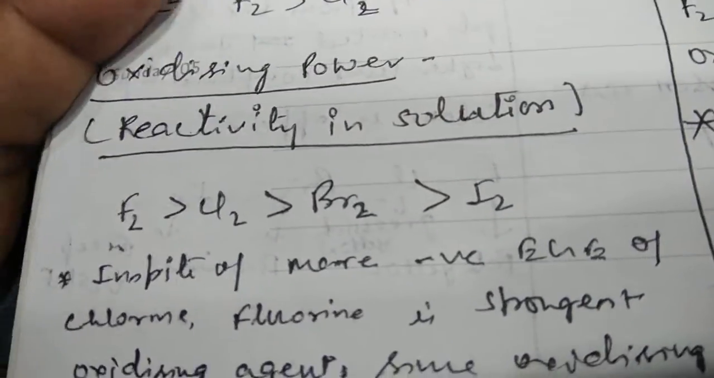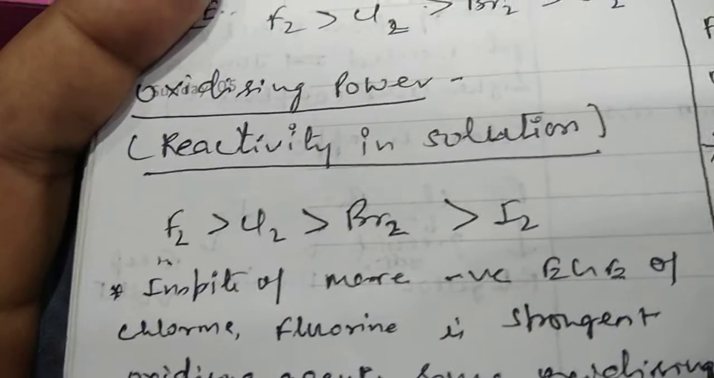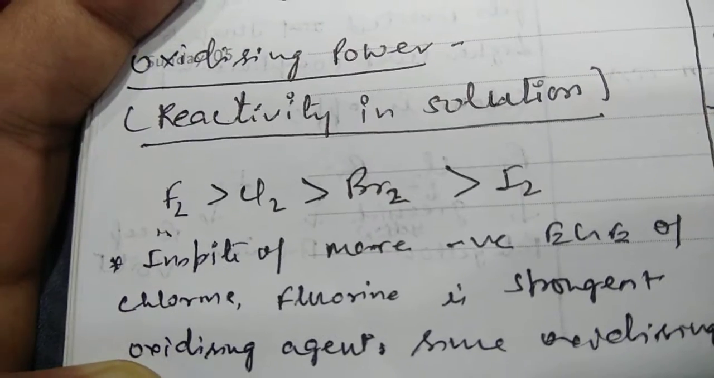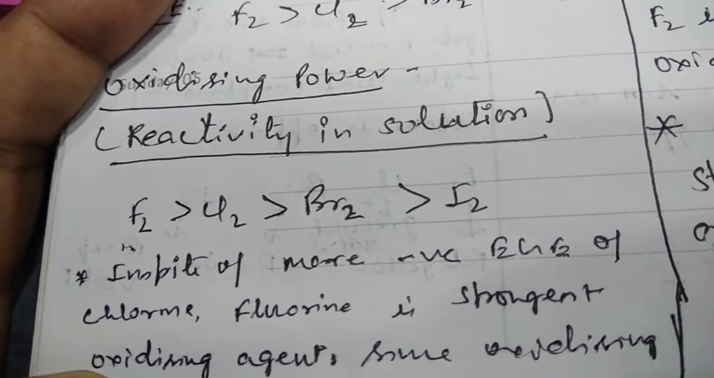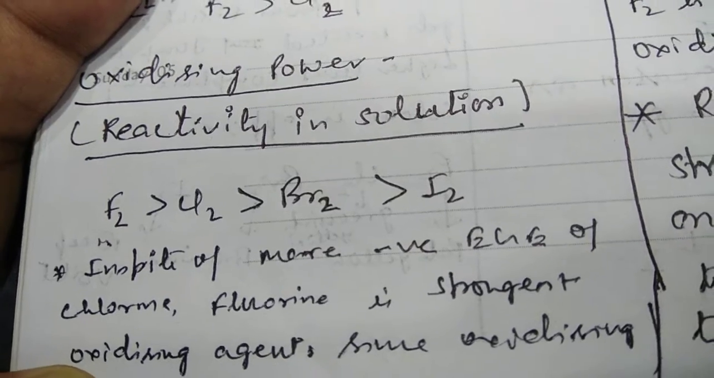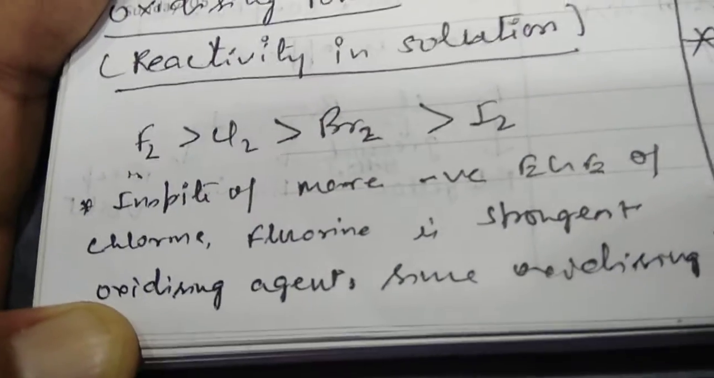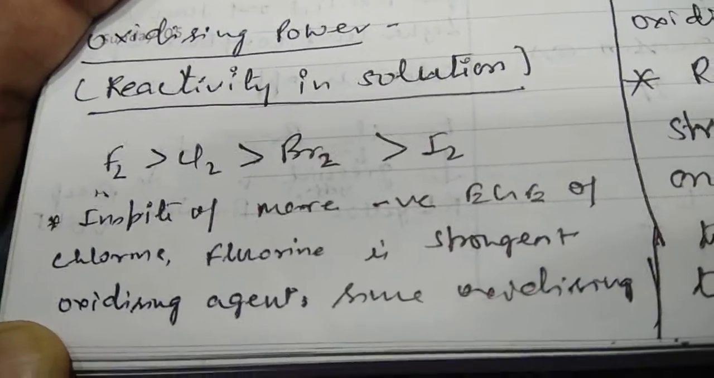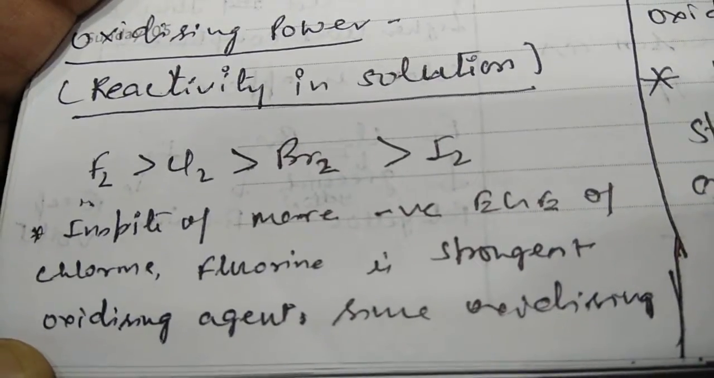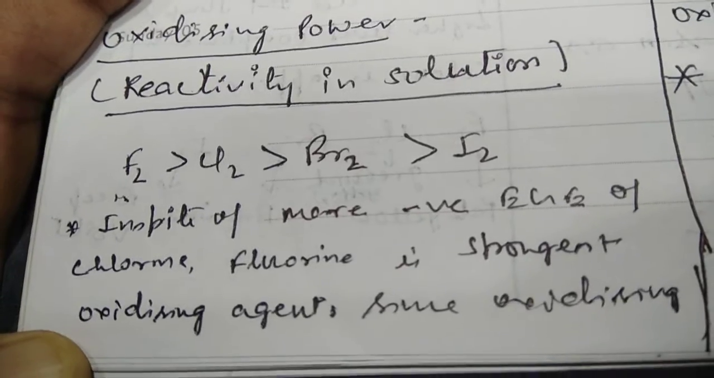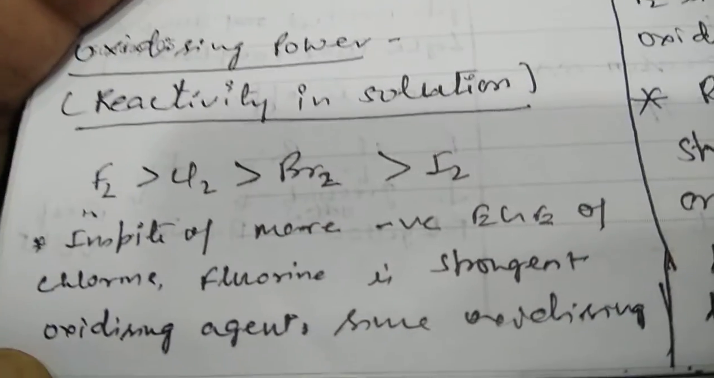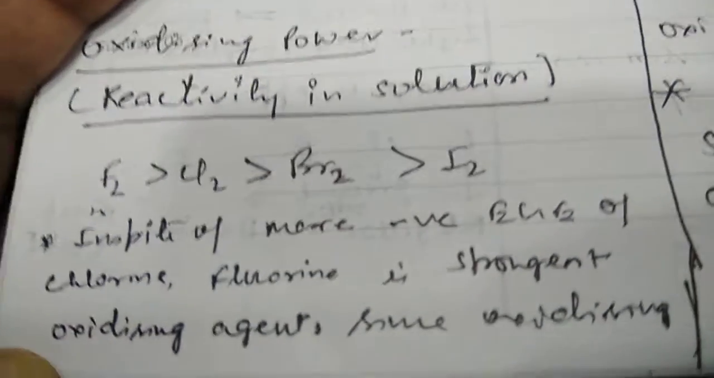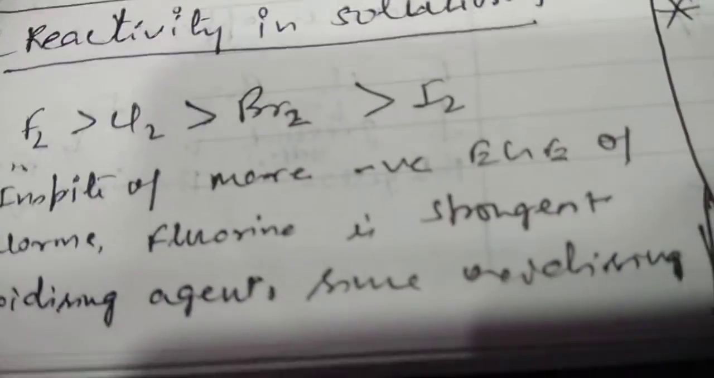So the oxidizing power of all halogens can be written in this order: F2, Cl2, Br2, I2. F2 is the strongest oxidizing agent, while I2 is the least or weakest. Class, but here is one very important question. In spite of the more negative electron gain enthalpy of chlorine, that means chlorine has a strong tendency to convert itself into negative ion, fluorine is the strongest oxidizing agent. Why is the oxidizing nature of fluorine stronger?